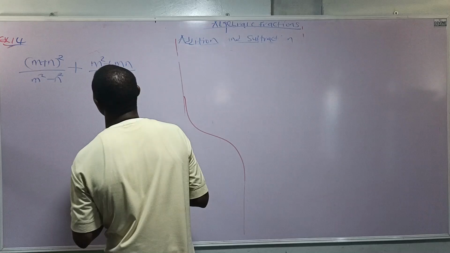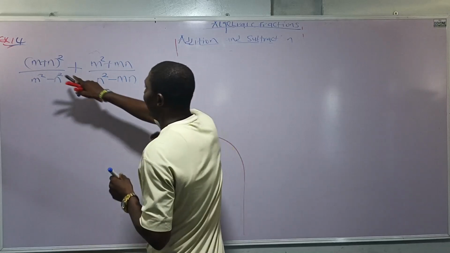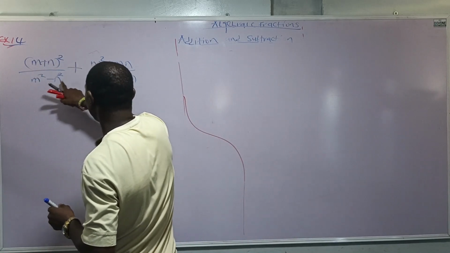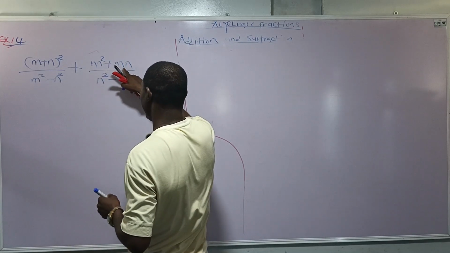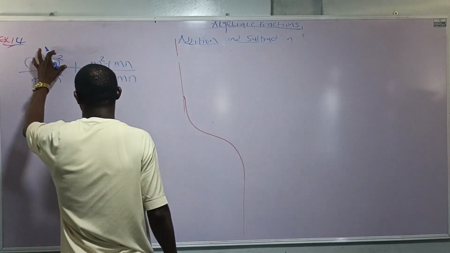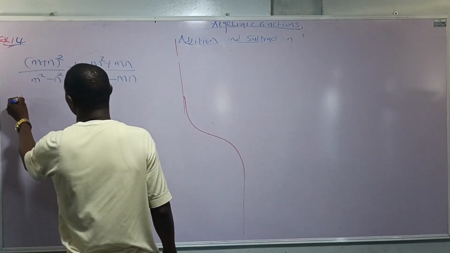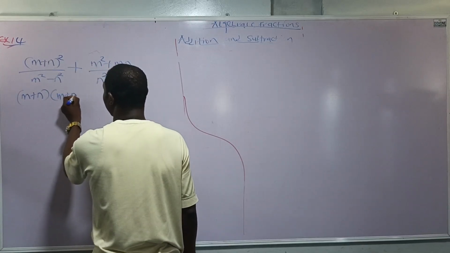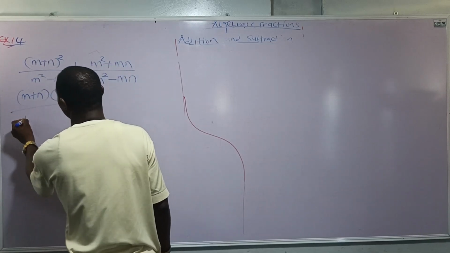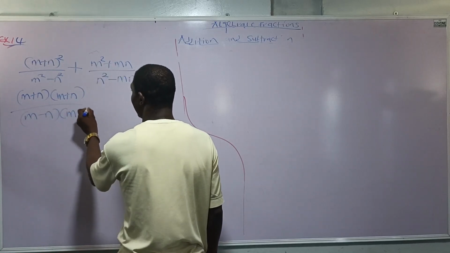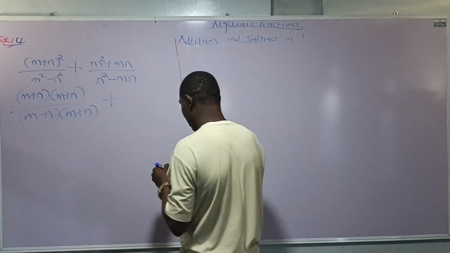Now we have (m plus n) squared all over n squared minus n squared plus m squared plus mn all over n squared minus mn. This is a repeated root, remember. This becomes (m plus n)(m plus n). This is a difference of two squares: (m minus n)(m plus n). Put my plus sign.